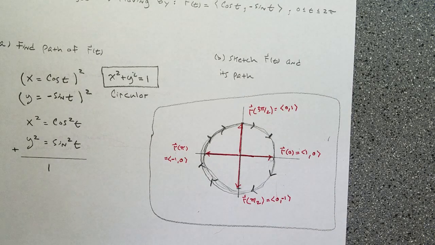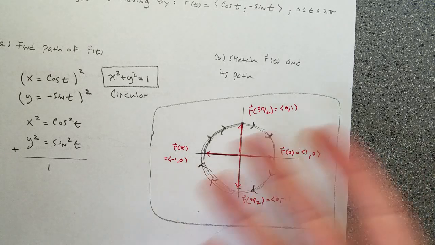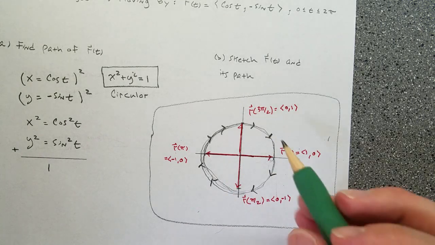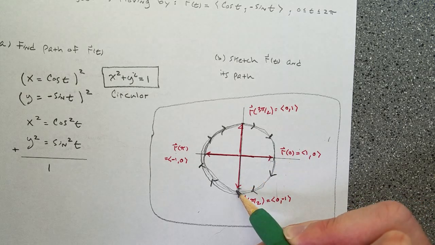Does it look like the speed might be constant? From what I have here, as far as I've taken it, I can't prove that the speed is constant, but doesn't it look like it is? Because how long did it take you to get from here to here?